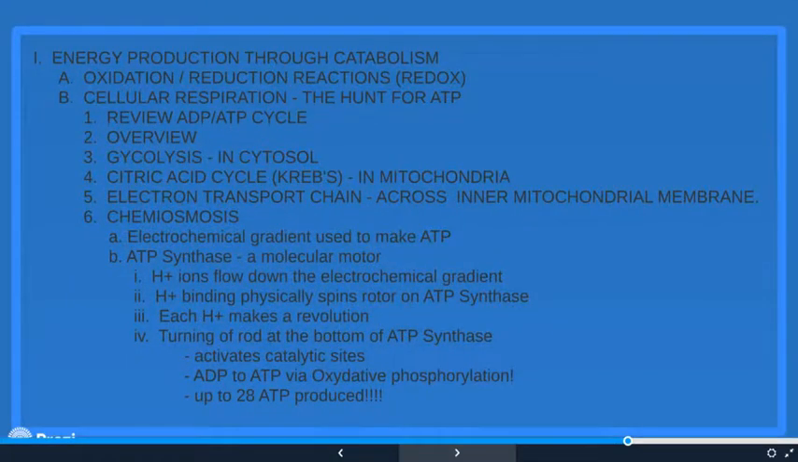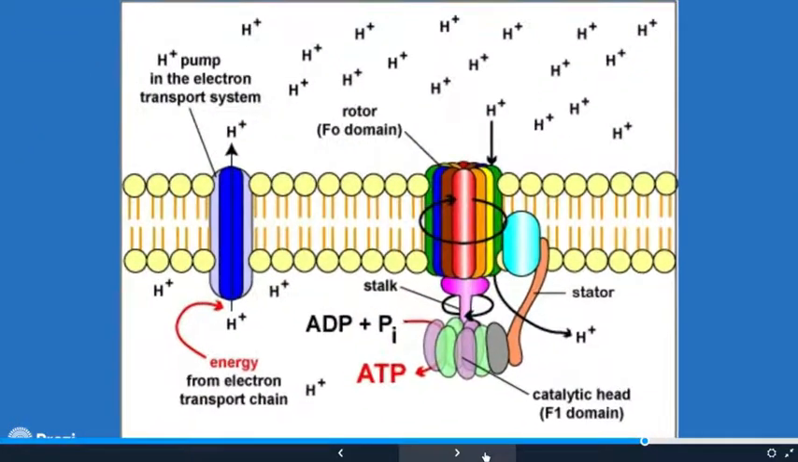So each hydrogen binds physically with that spinning rotor on the bottom of the ATP synthase. Each hydrogen ion makes a complete revolution, and the turning of that rod at the bottom of the ATP synthase physically opens up catalytic active sites that allow for the phosphorylation of ADP. So much so that we can produce as much as 28 ATP.